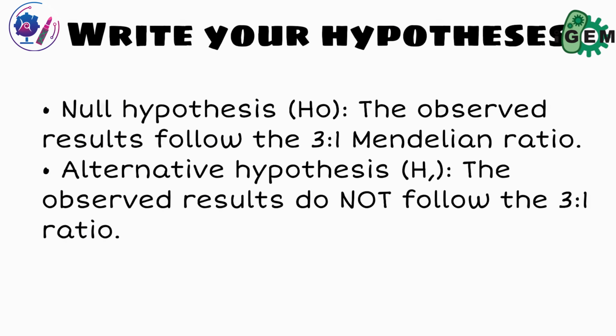Step 1. Write your hypotheses. Null hypothesis: the observed results follow the 3-to-1 Mendelian ratio. Alternative hypothesis: the observed results do not follow the 3-to-1 ratio.